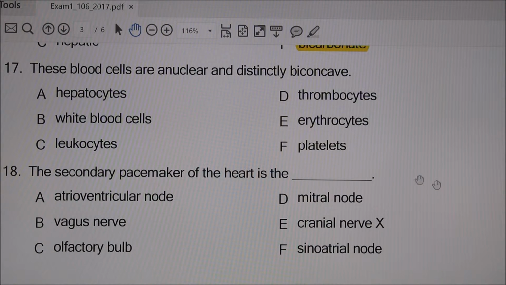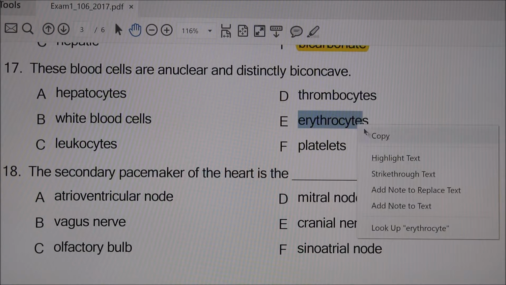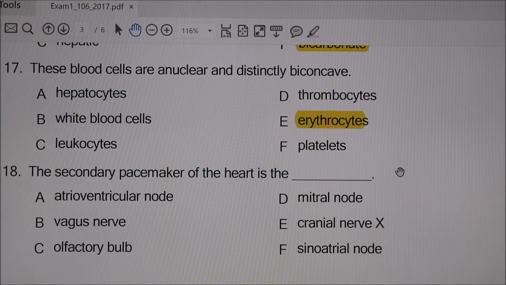Blood cells that are anuclear, that means without a nucleus, and that are distinctly concave, there's only one. That's got to be erythrocytes or red blood cells. You name it, whatever.